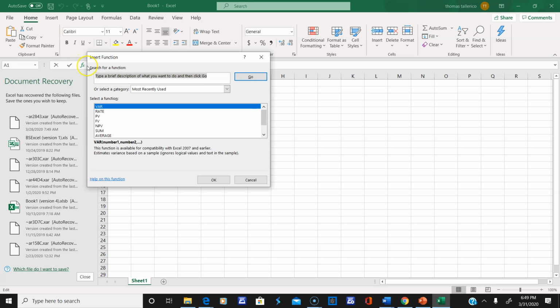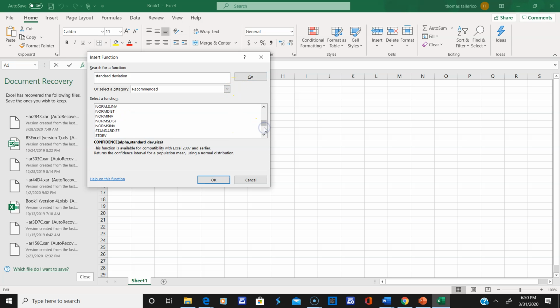The other thing I want to do is try to get standard deviation. I think it's stand dev. Let's try that. No. How about sdev? How about I type standard deviation? Here we go. Let's click on this one.